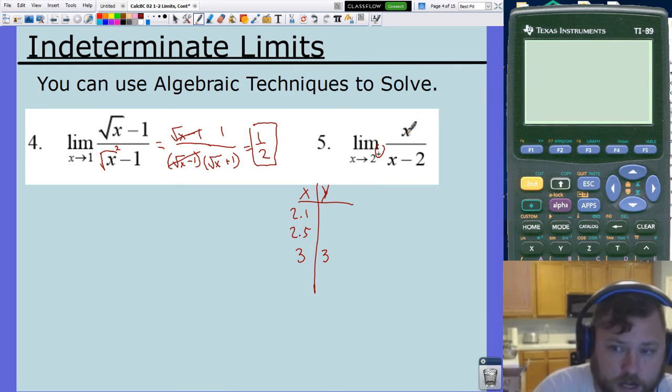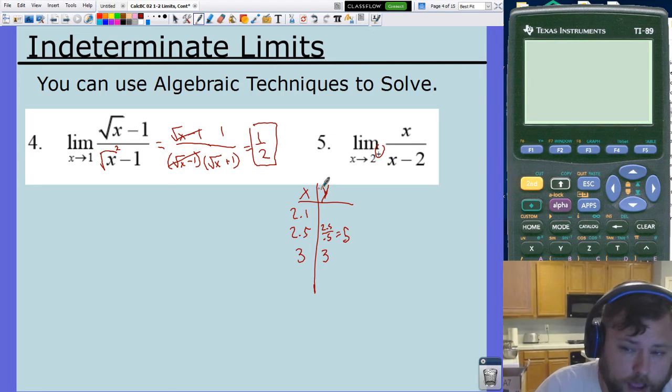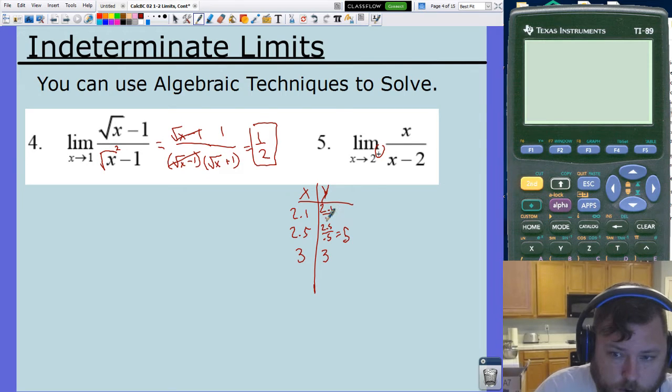Plug in 2.5, you get 2.5 over 2.5 minus 2, so that's like 2.5 over 0.5, which actually reduces to 5. Trust me. And 2.1 over 2.1 minus 2, so 2.1 over 0.1. That's going to be 21. What's actually happening if you get closer and closer to this, you'll see that it's going to go up to infinity because the numbers are increasing.